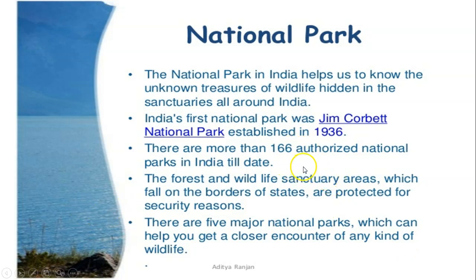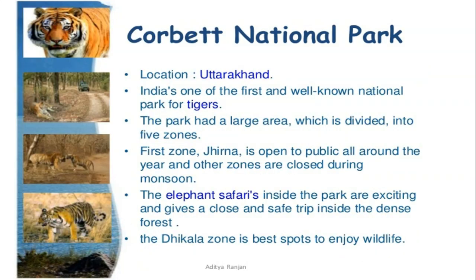There are more than 166 authorized national parks in India till date. The forest and wildlife sanctuary areas, which fall on the borders of states, are protected for security reasons. There are five major national parks which can help you to get a closer encounter of any kind of wildlife. Okay, here is the Corbett National Park. So I have given some information about the national parks and wildlife sanctuaries, so you can easily understand about them.